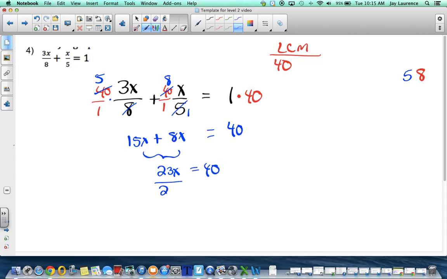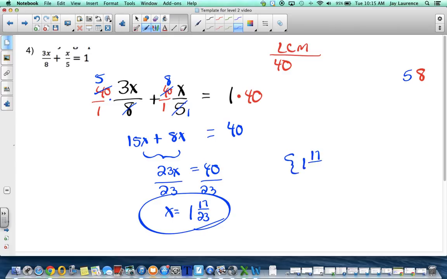All right, I'll divide by 23, I'll divide by 23, and then x will equal 1 and 17/23. Should be pretty simple enough by now. The solution set for that will be 1 and 17/23. All right, there we go.